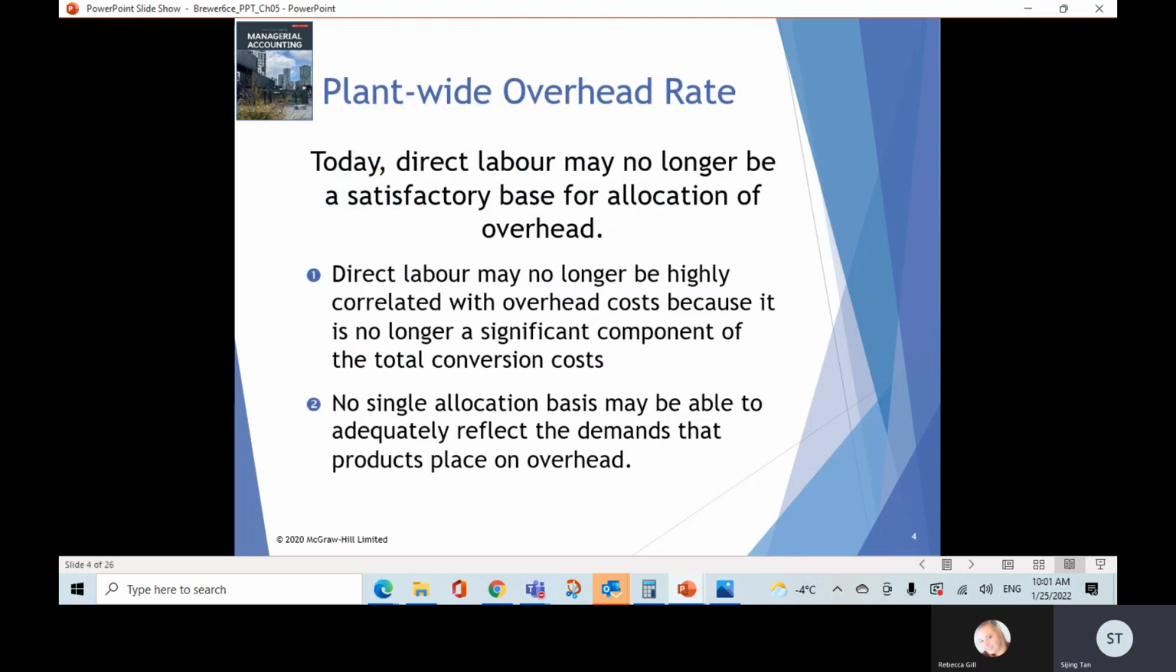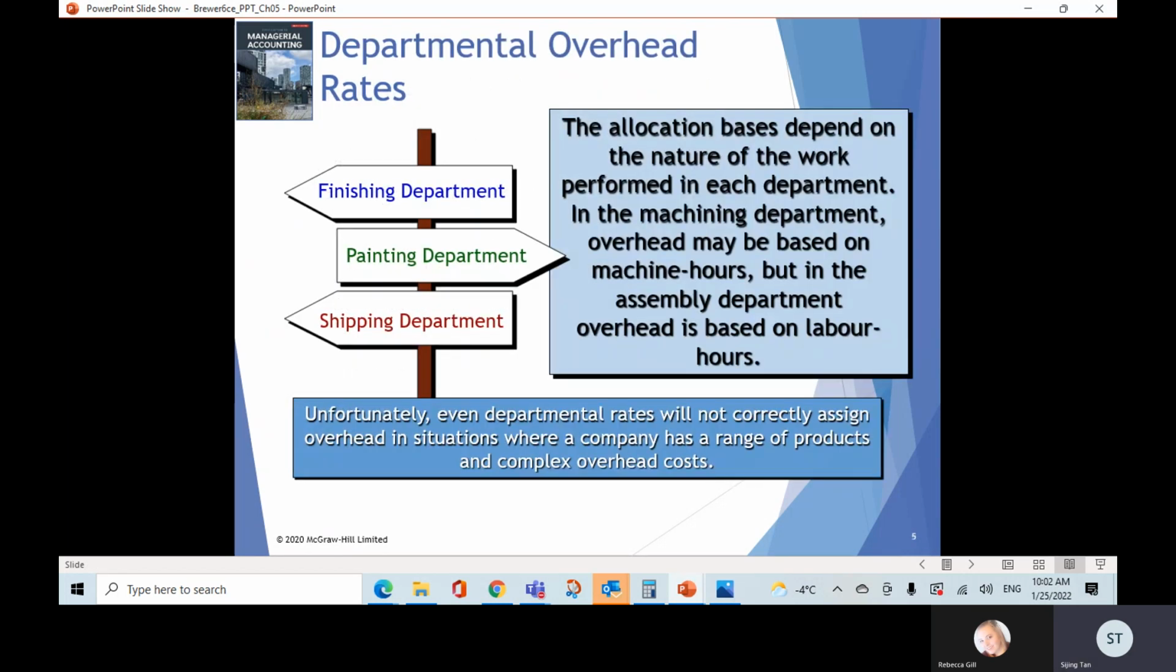Conditions have changed in three ways. Most companies sell a large variety of products that consume differing amounts of overhead. As a percentage of total cost, direct labor has been shrinking and overhead has been increasing. Many of the growing overhead costs may not be correlated with direct labor. Technology advancements have reduced the cost and complexity of gathering the data. So these changes suggest that the plant-wide overhead allocation system may not be optimal for many companies in today's business environment.